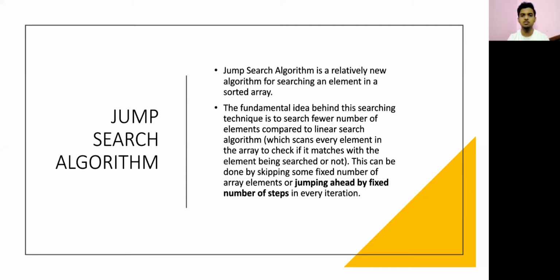Jump search algorithm is a relatively new algorithm for searching an element in a sorted array. The fundamental idea behind this searching technique is to search fewer number of elements compared to a linear search algorithm, which scans every element in the array to check if it matches with the element being searched or not. This can be done by skipping some fixed number of array elements or jumping ahead by a fixed number of steps in every iteration.